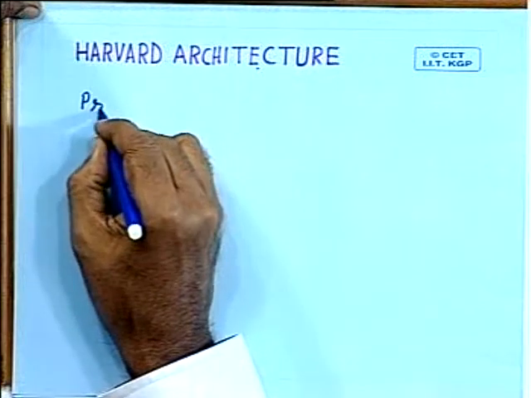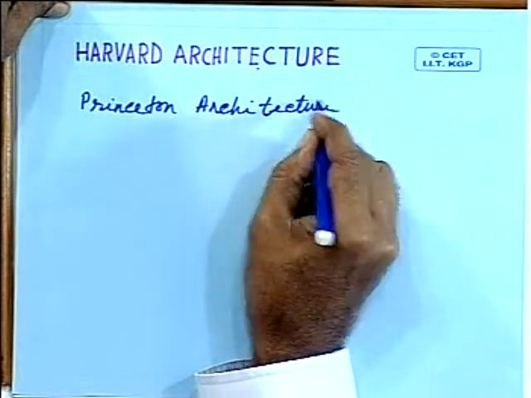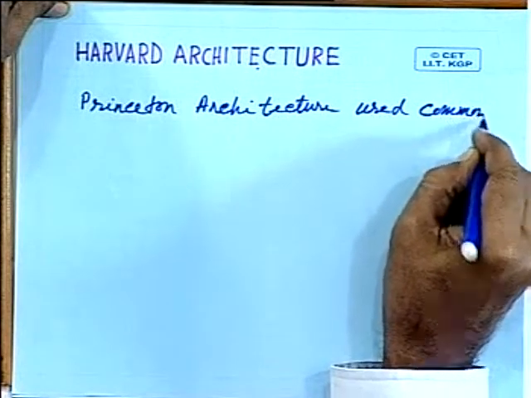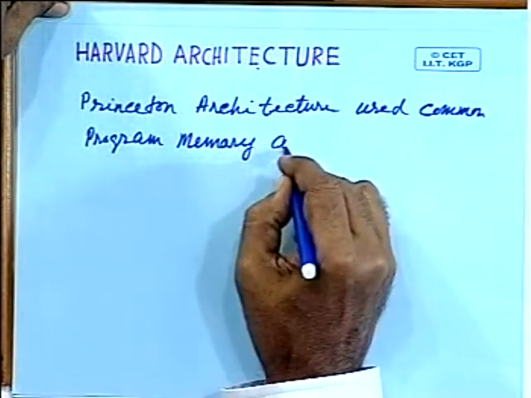So essentially to compute the trajectory of a shell, these universities were asked to design computers so that the tables could be created. And at that time Princeton University came out with a design where the program memory and data memory, that means where the instructions are stored and where the data is stored, is the same. That means the Princeton architecture used common program memory and data memory.